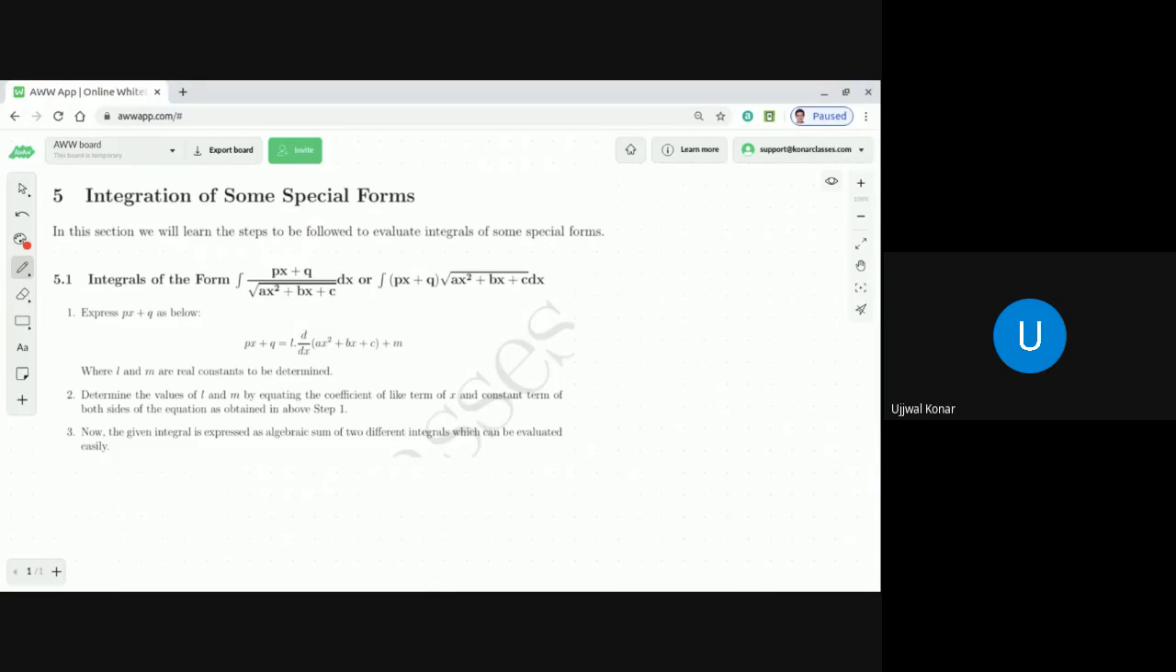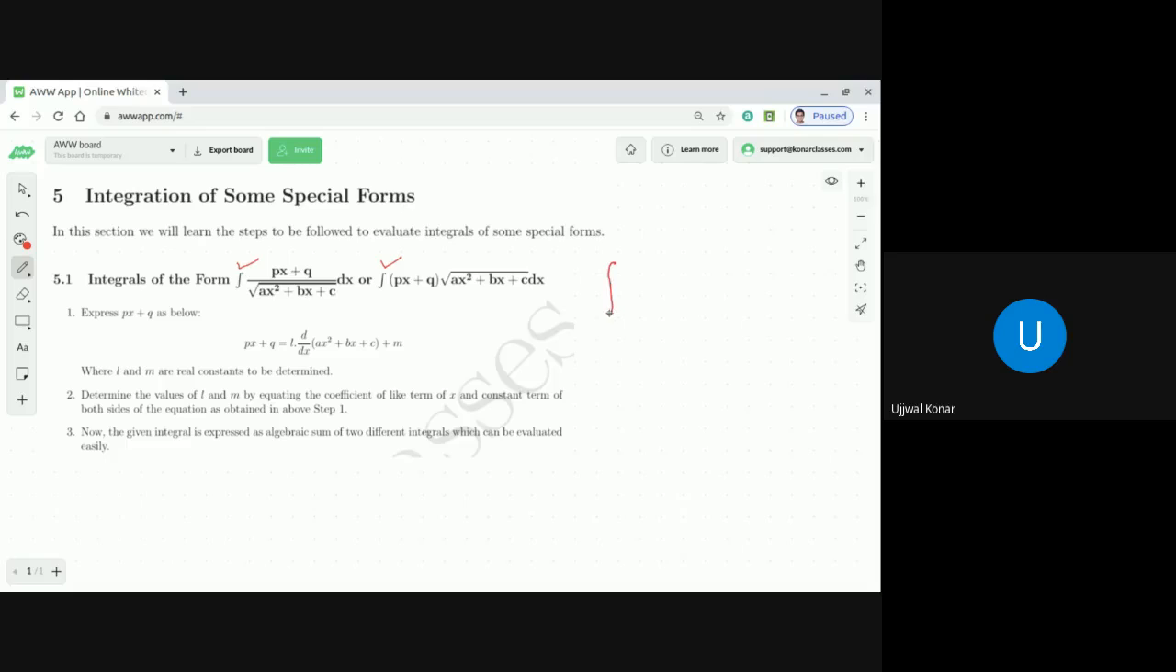So here, what we are saying is that when you find an integration in the form of px plus q in the numerator, which is a linear expression, and in the denominator a square root of a quadratic expression, that is ax square plus bx plus c, in this form, or in the other form, px plus q, a linear expression, multiplied with a square root of a quadratic expression, ax square plus bx plus c. If it is either this form or this form, I can give you an example.